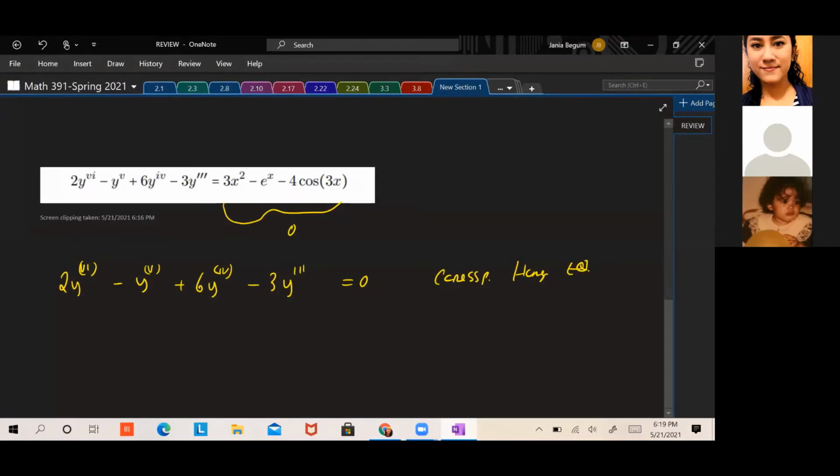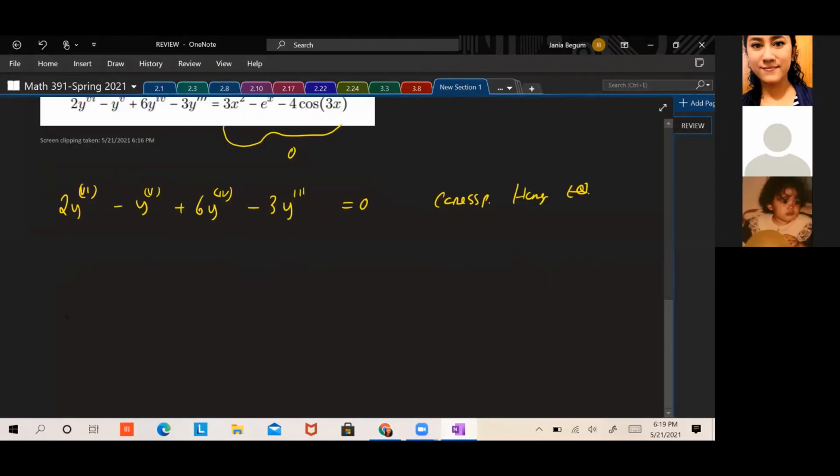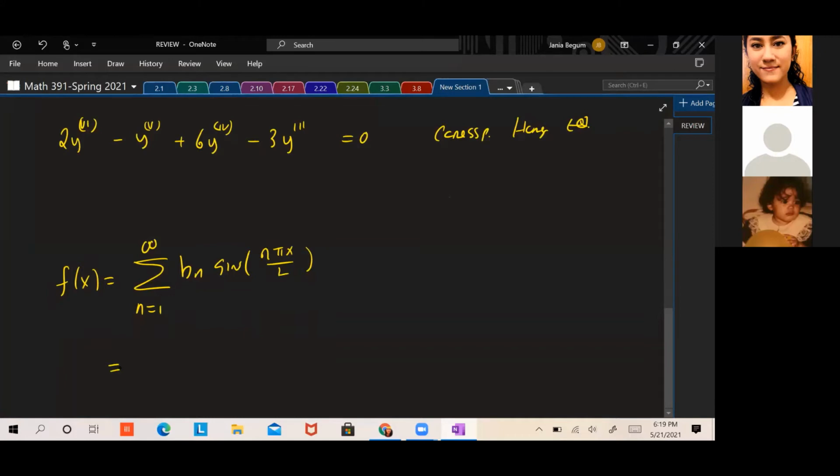So for example, if bn did survive, right? You have the Fourier series as f of x is equal to the sum from n equals 1 to infinity of bn sine of n pi x over L. And if you expand this for a few terms, if n equals 1, you have b1 sine of 1 pi x over L plus b2 sine of 2 pi x over L plus b3 sine of 3 pi x over L, and so forth, right? It goes up to infinity.